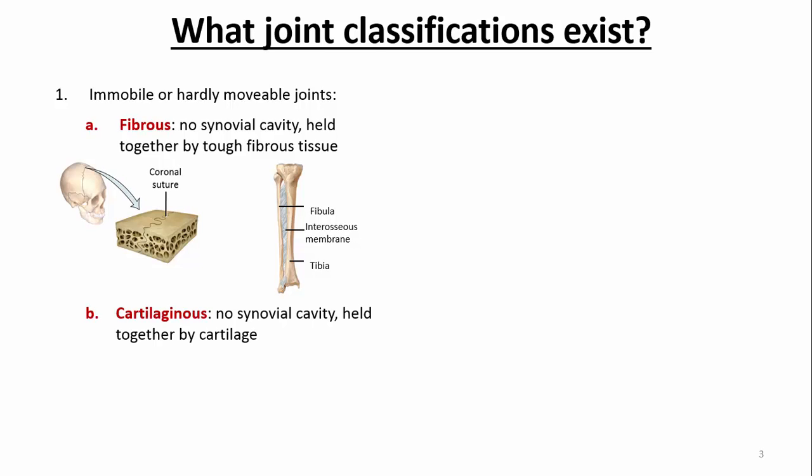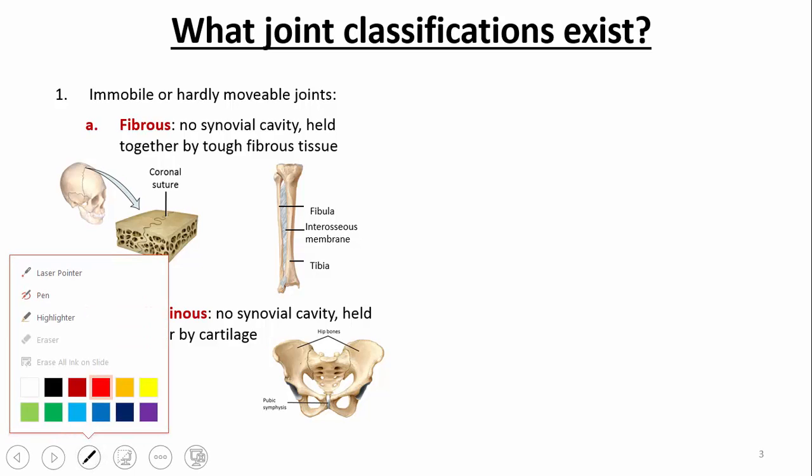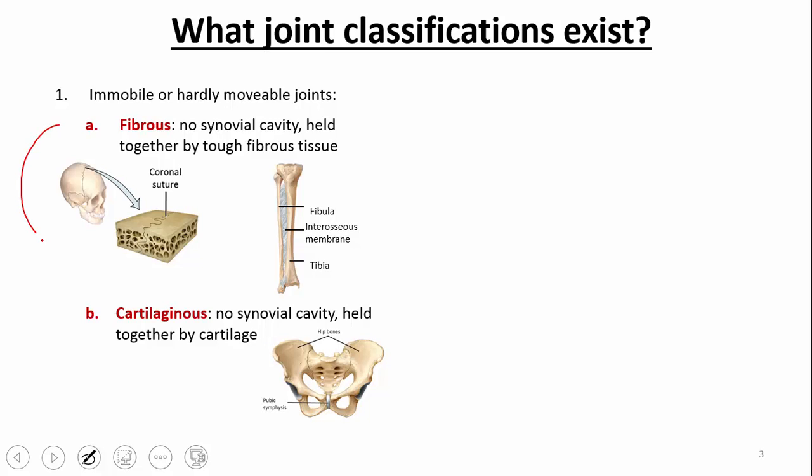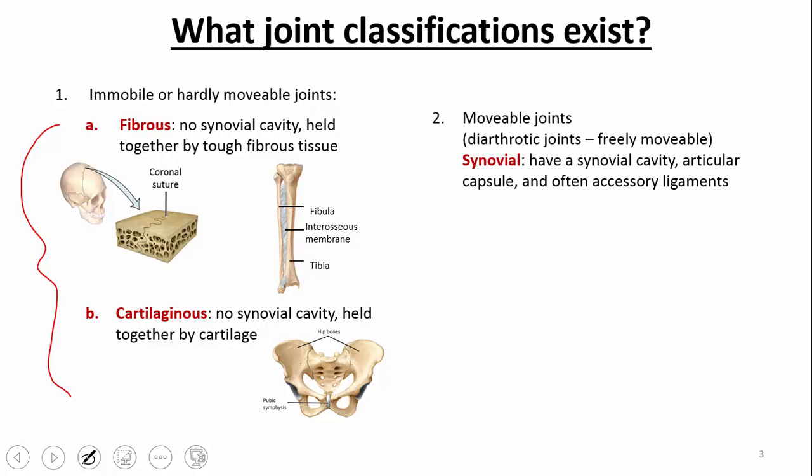Cartilaginous joints are another subcategory of the immobile or hardly movable joints, and these are held together by cartilage. An example of this is found in the hips and the pubic symphysis. And you'll notice that both of these types of joints, if we group these two together, have no synovial cavity. And you'll see what this is in a second, the synovial cavity. And so this leads us to the second classification.